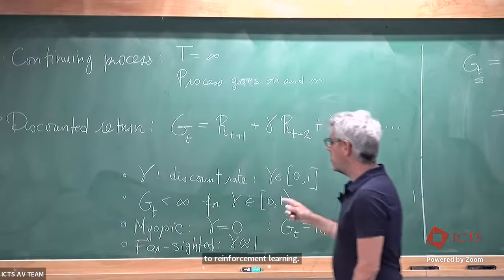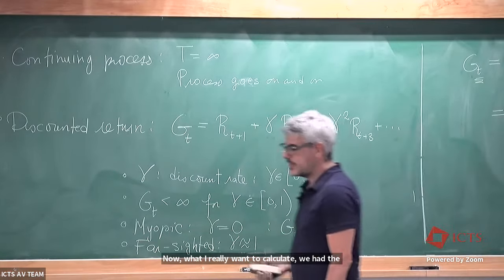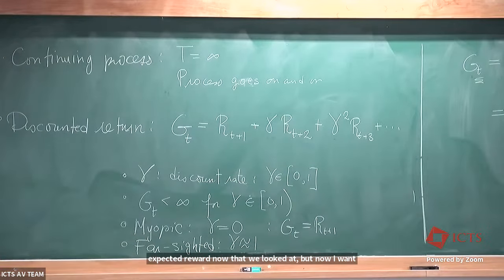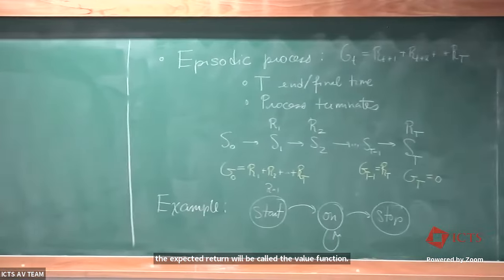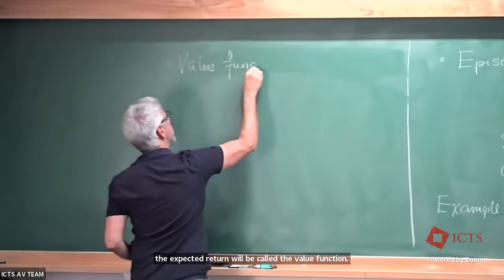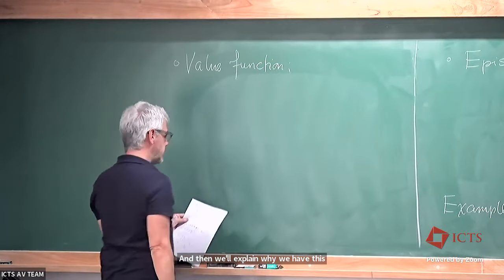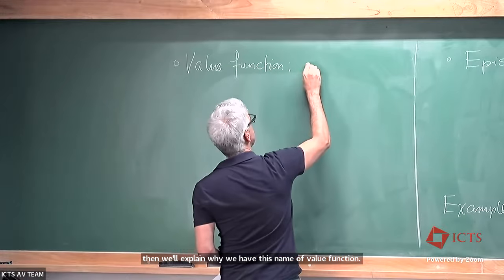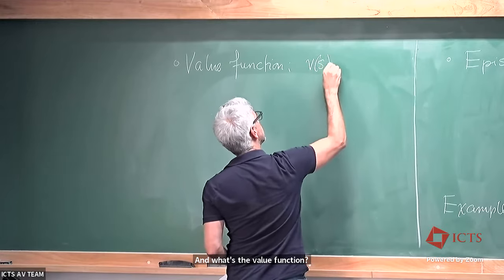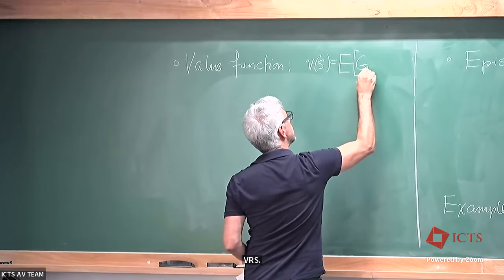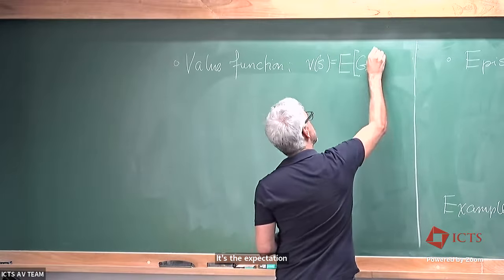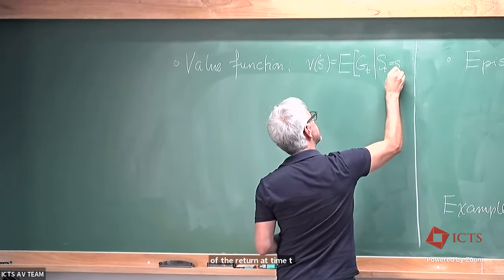Now, what I really want to calculate, we had the expected reward now that we looked at, but now I want to look at the expected return. And the expected return will be called the value function. And then we'll explain why we have this name of value function. So what's the value function? The value function, I'm going to call it V of S. It's the expectation of the return at time t, given that I start in S at time t.